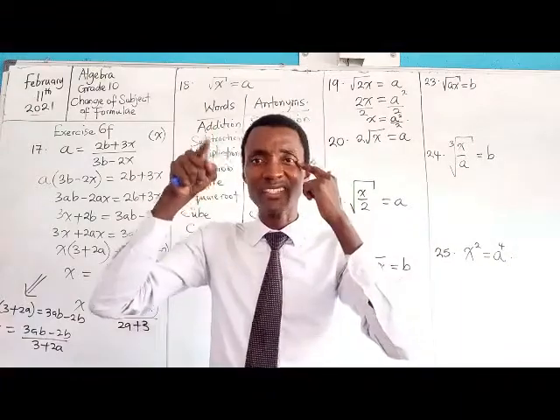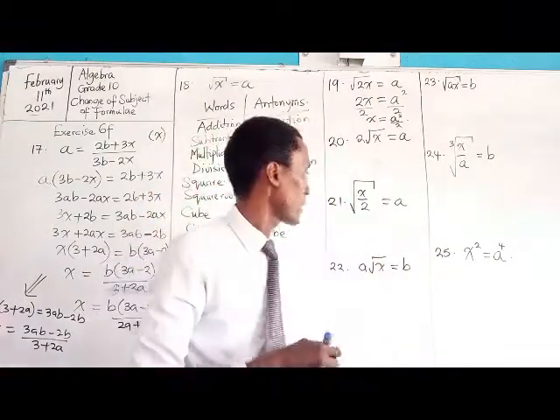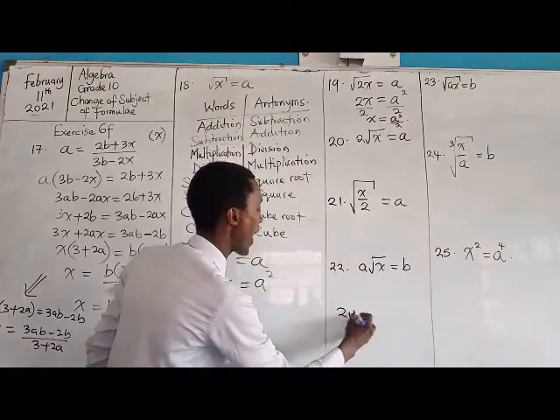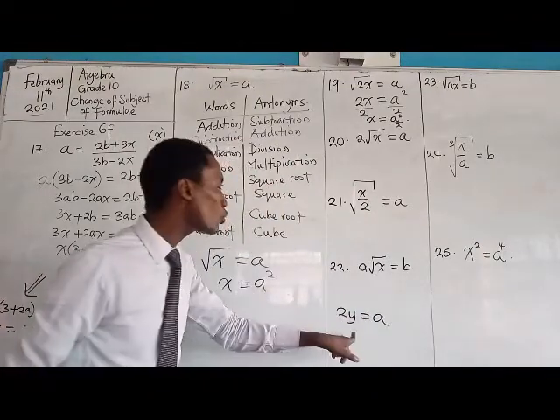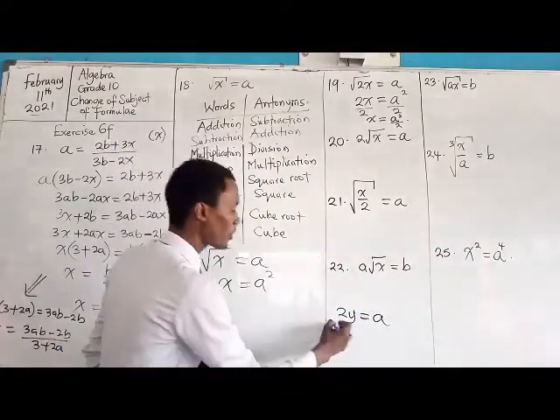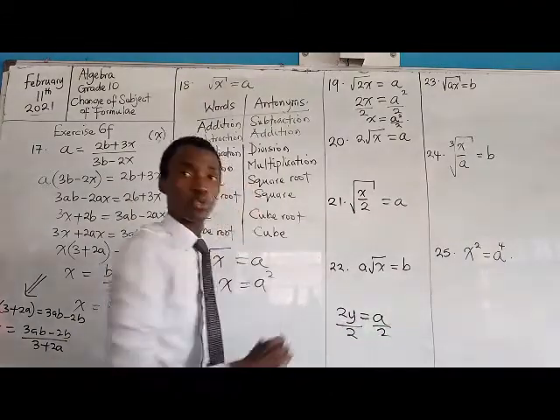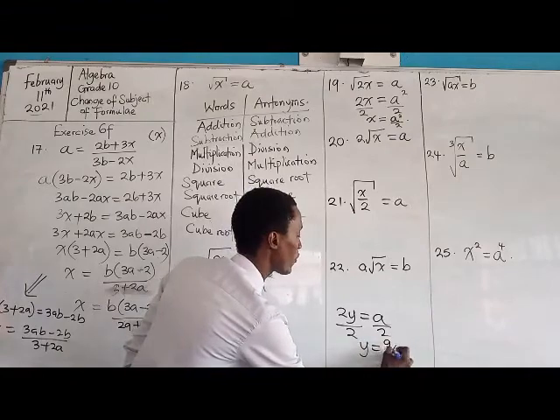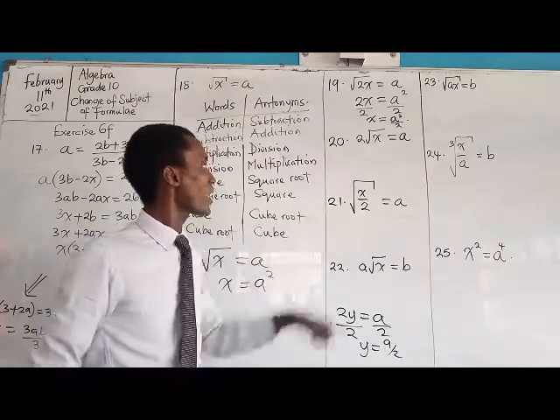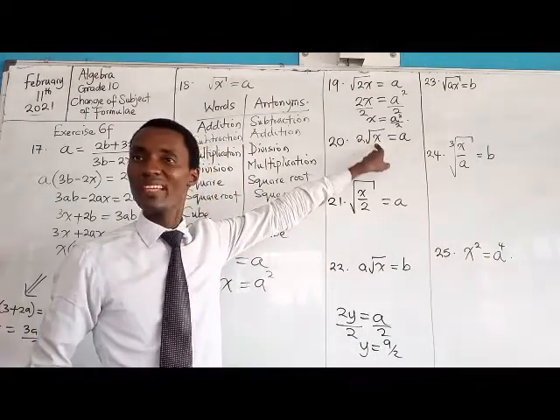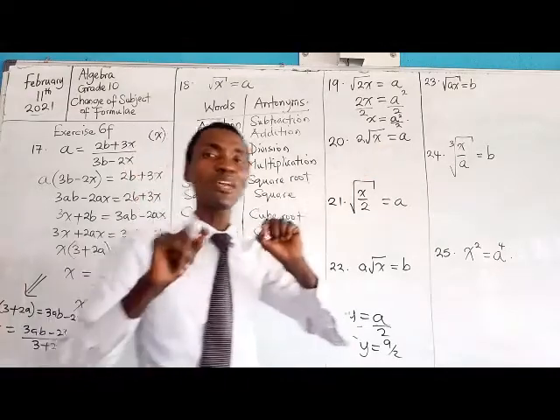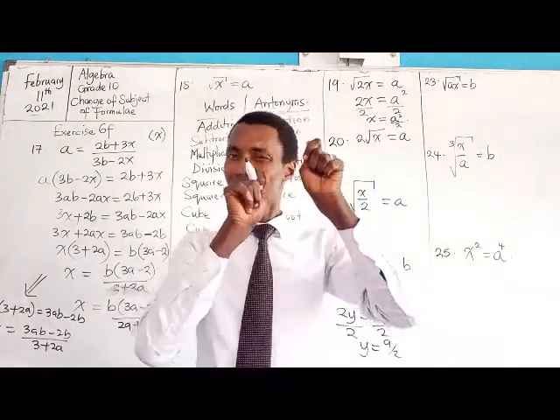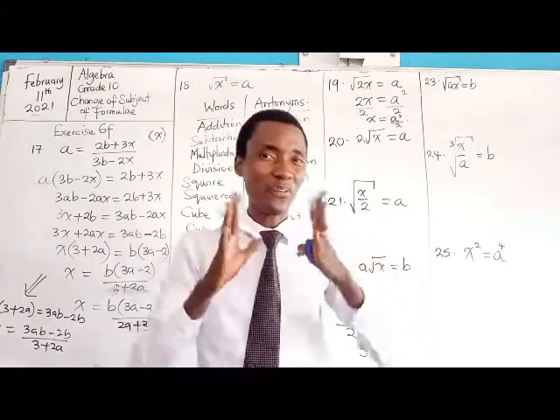Imagine that root x is actually y. If I imagine that root x is actually y, what I will be seeing will be 2y equals a. So how would you have treated this? You would have divided both sides by 2. So at the end of the day, you have y equals a over 2. But what is y? y is actually root x. So sometimes when you are solving problems, you need to be able to deceive your mind so that you're not afraid.